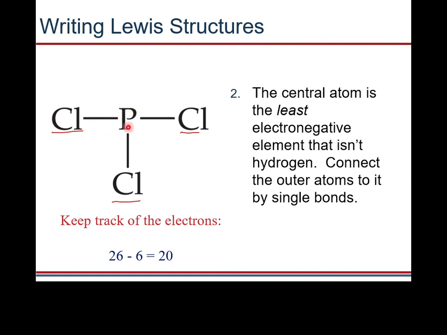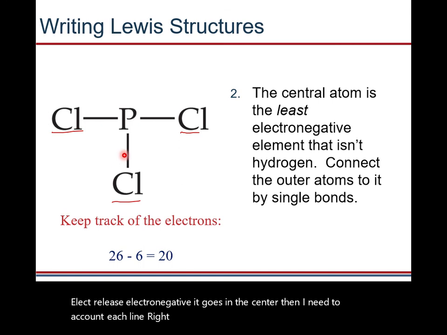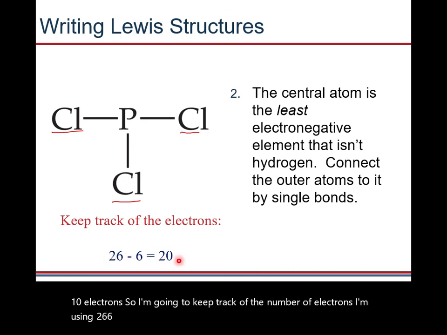All right, so phosphorus is my least electronegative atom. It goes in the center. Then I need to account for the electrons. Each line right here represents 2 electrons. That means I used 2, 4, 6 electrons. So I'm going to keep track of the number of electrons I'm using. 26 minus 6 will leave me with 20 electrons.